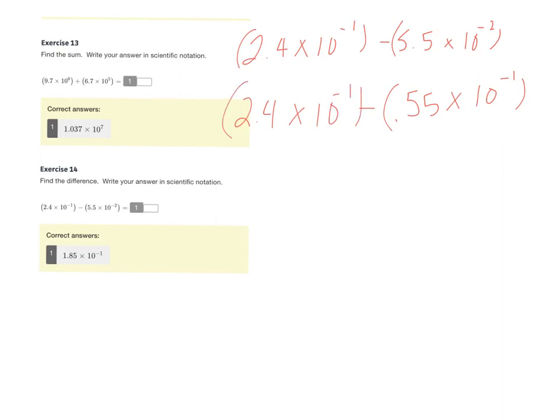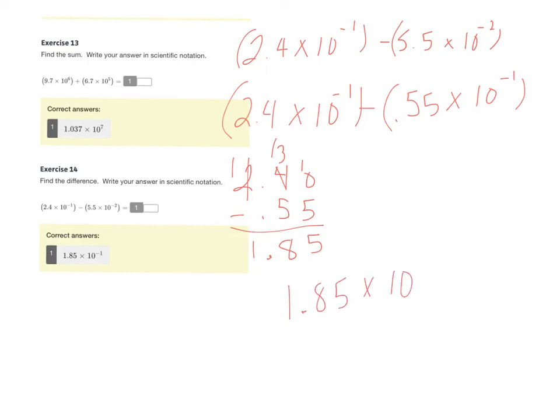So now that our base of 10 is to the same exponent, 10 to the negative first, 10 to the negative first, I'm simply going to subtract these. And you don't have to do this longhand. You could use a calculator. But I'm going to do it longhand because I don't have a calculator. So I'm going to have to borrow. 10 minus 5 is 5. I'm going to have to borrow again. 13 minus 5 is 8. Decimal point comes straight down. I get 1.85 times 10 to the negative first.